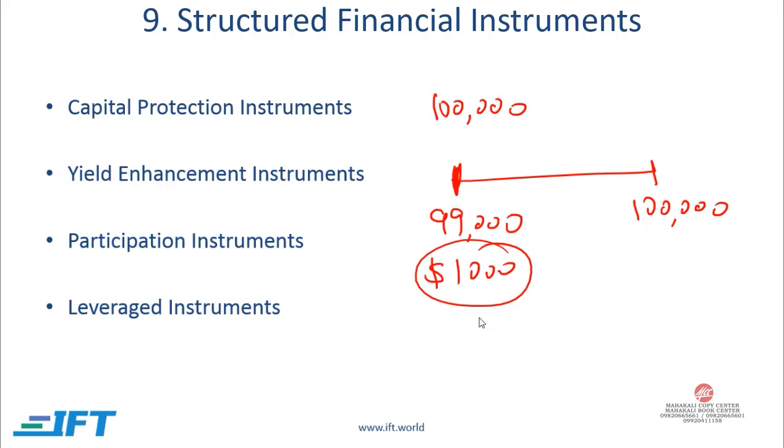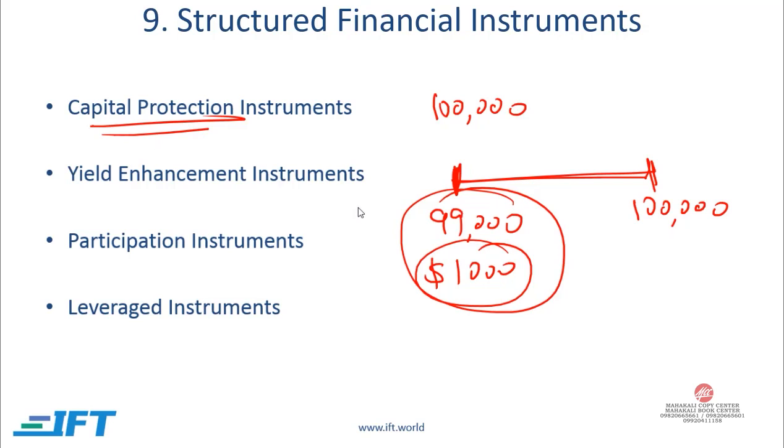Now notice what happens. He invested a total of 100,000 and his return here is guaranteed in the sense that he has preserved his capital. That's why we say this is a capital protection instrument. But at the same time, since he has bought call options, he also has upside potential. If the underlying stock goes up, then he makes a lot of money based on these call options.